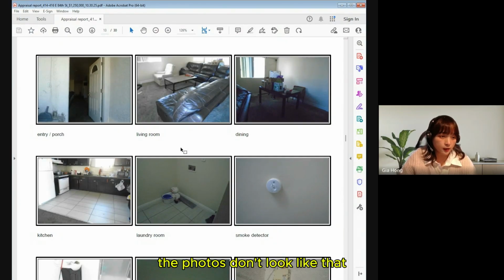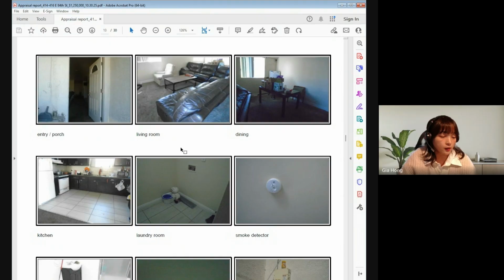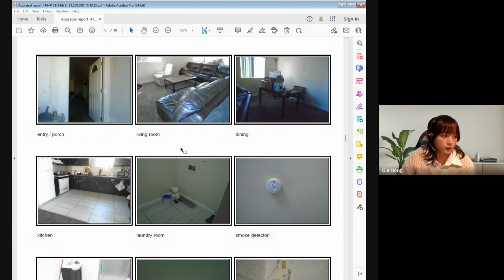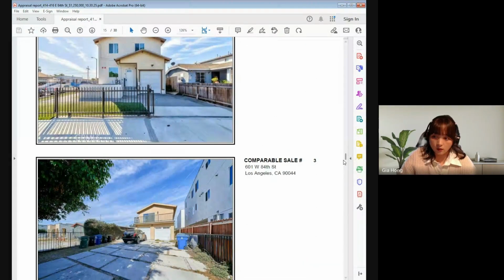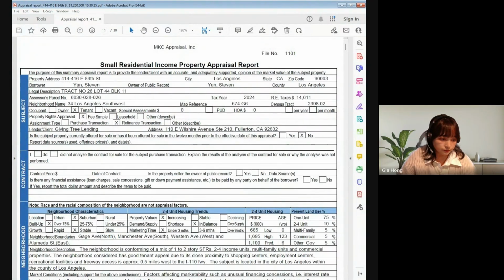the photos don't look like tenants are occupying the subject property. So can you confirm with the borrower why the bedrooms are vacant? Then we may get an explanation and have the appraiser get additional photos maybe, or update the occupant type to vacant if it's actually vacant. So photos and occupant type must be consistent. Okay. So make sure to check those photos as well. Yep. I think that's it for the investment property appraisal.